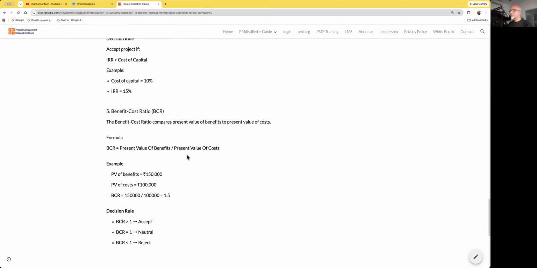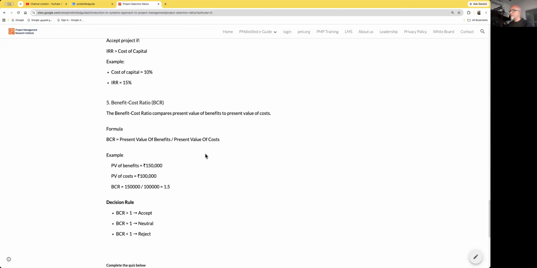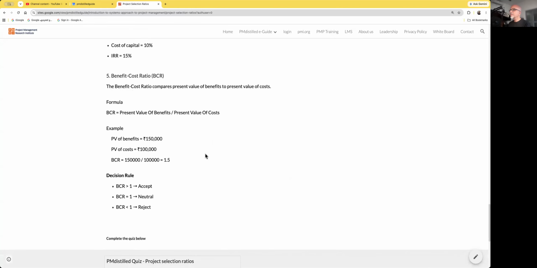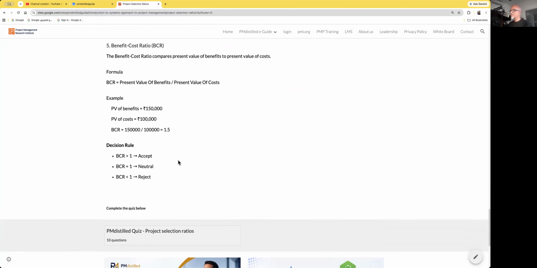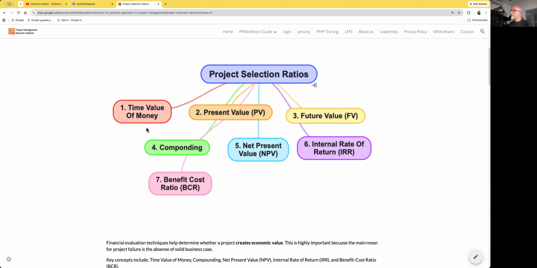Then we have the benefit cost ratio, that is present value of benefits divided by present value of costs, which is nothing but the initial investment we are making. So if BCR is greater than 1, accept. BCR equal to 1, it is neutral. And BCR less than 1, you reject the project. So we discussed time value of money, present value, future value, compounding, net present value, internal rate of return, and the benefit cost ratio.